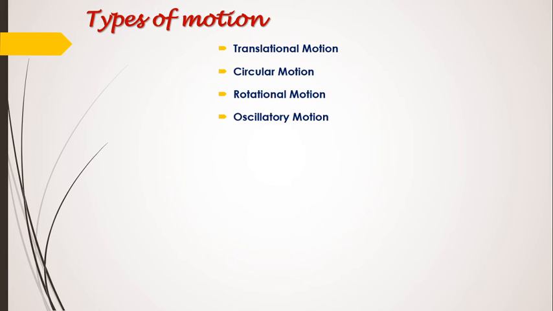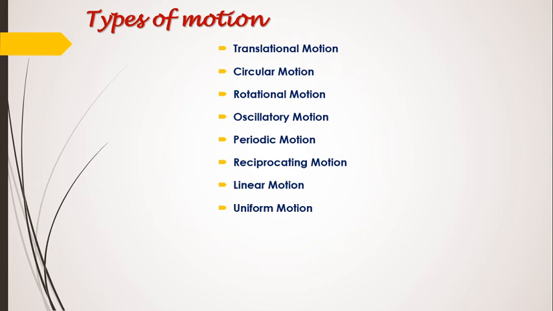So, the different types of motion are translational motion, circular motion, rotational motion, oscillatory motion, periodic motion, reciprocating motion, linear motion, uniform motion, non-uniform motion, and projectile motion. We will discuss all these motions with examples in our next video lecture.